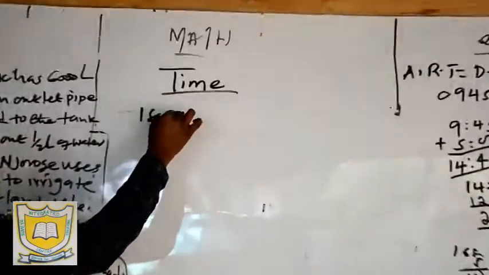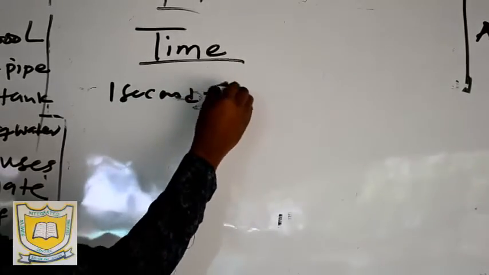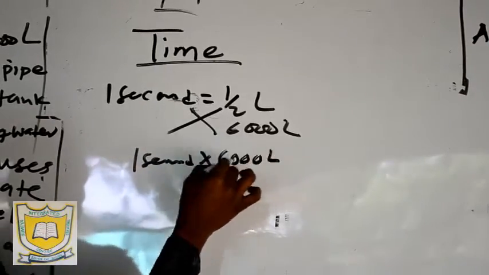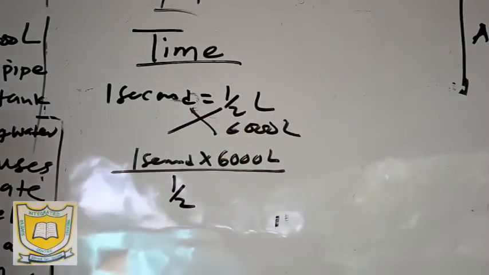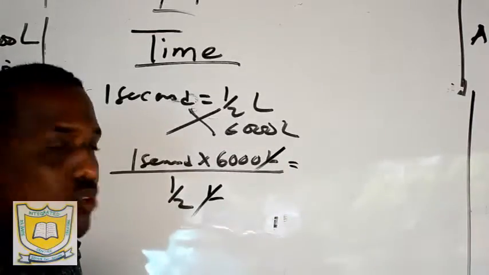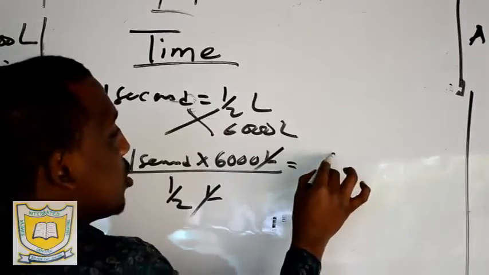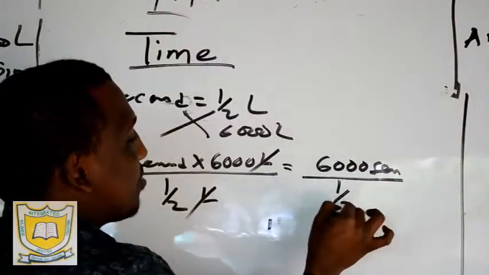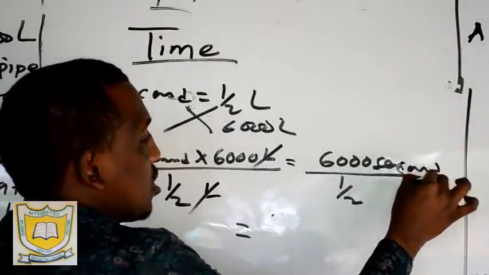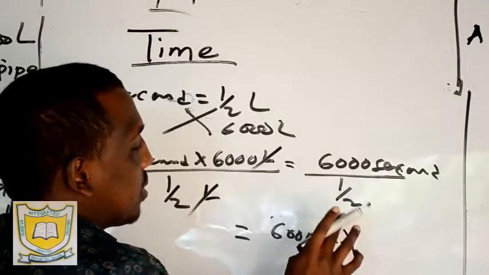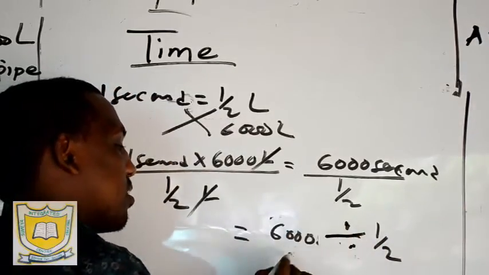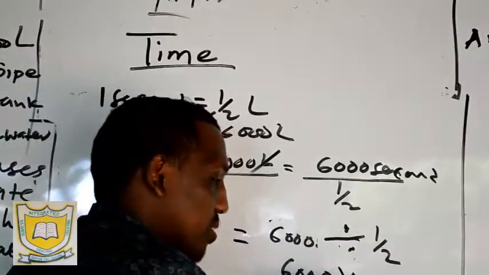So 1 second is equal to half a liter. What about 6,000 liters? Cross multiply. 1 second times 6,000 liters over a half. Over means divide. So 6,000 seconds divided by a half. Dividing, we change to times.